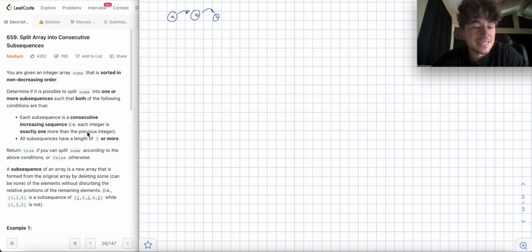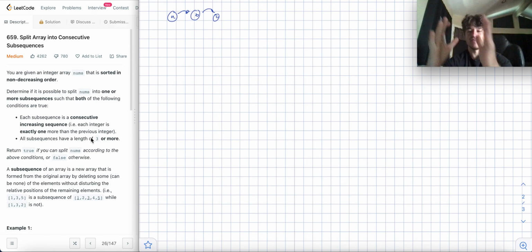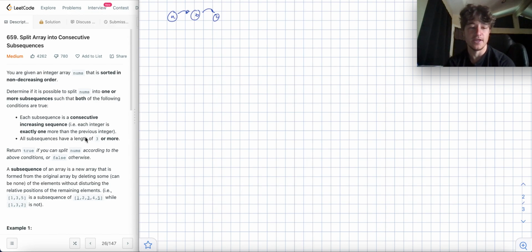All right. All subsequences have a length of 3 or more. Okay, and that's an important condition because, if all the subsequences only had to have a length of 1 or more, well, then every array would work because you would just have every element by itself, right? If you put every element by itself, they all have length 1 subsequences, then you return true. You don't need to think about this problem. You just return true. So that's why this condition exists.